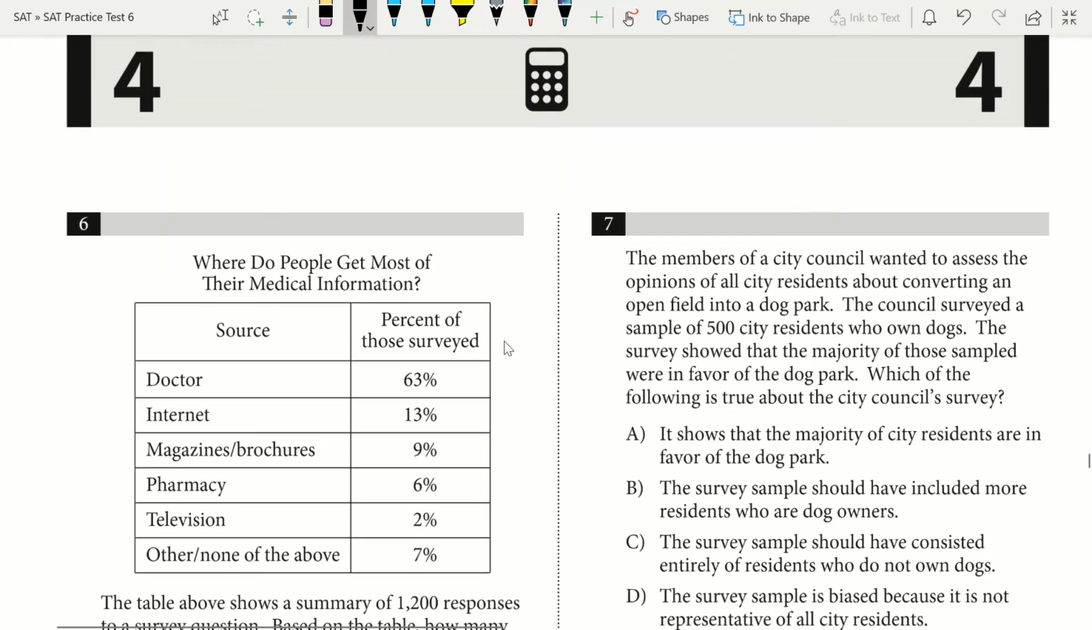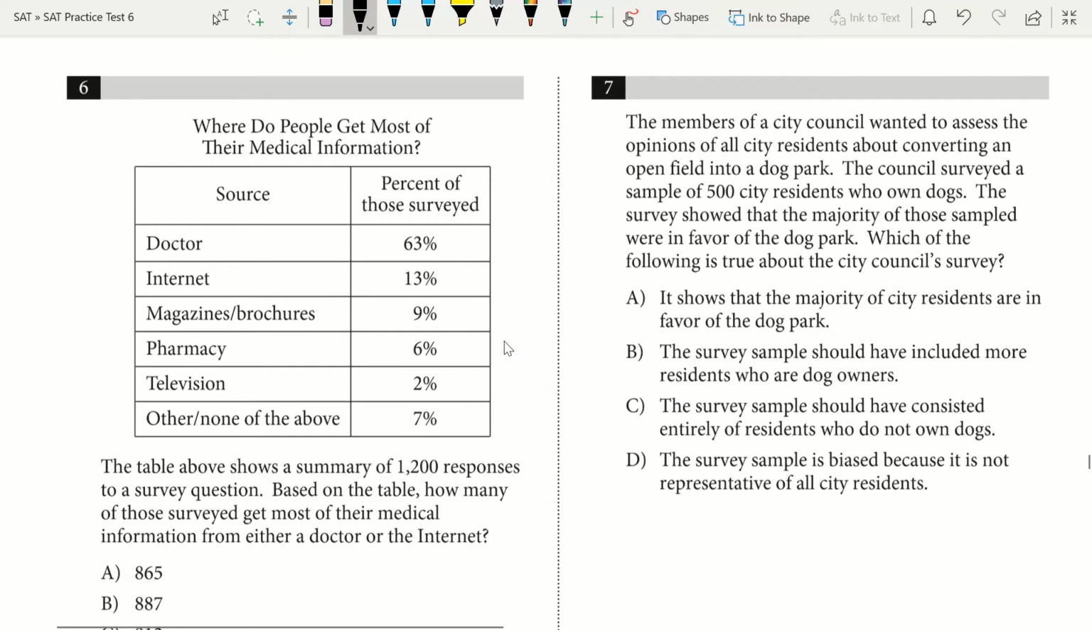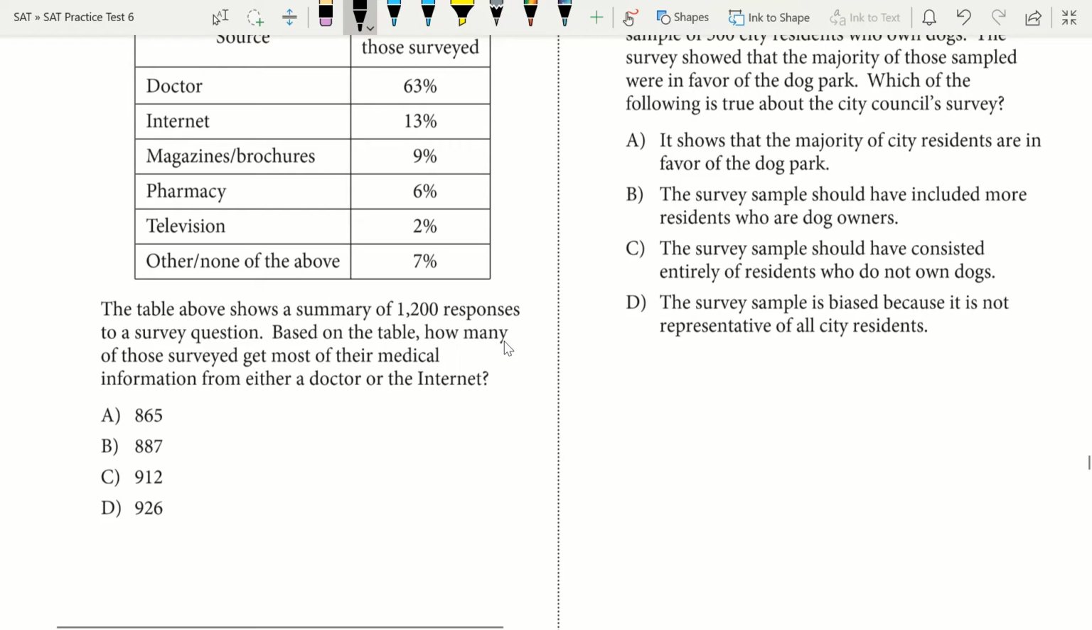All right, question 6. Where do people get most of their medical information? The table above shows a summary of 1,200 responses to a survey question.